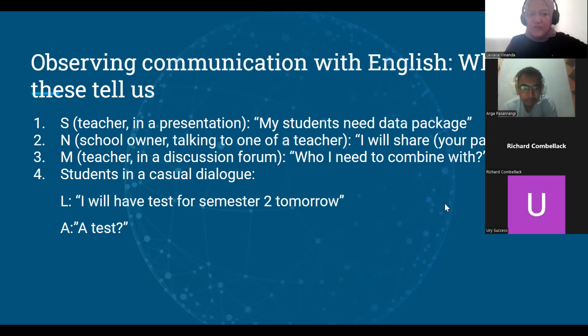Now, moving on to the second example. So Anne is a language owner, and she talks to one of her employees, who was, I think, Filipino or Vietnamese. I wasn't sure, but also Southeast Asian. And she said to her, I will share. And the context is related to money. So, I will share your payment.